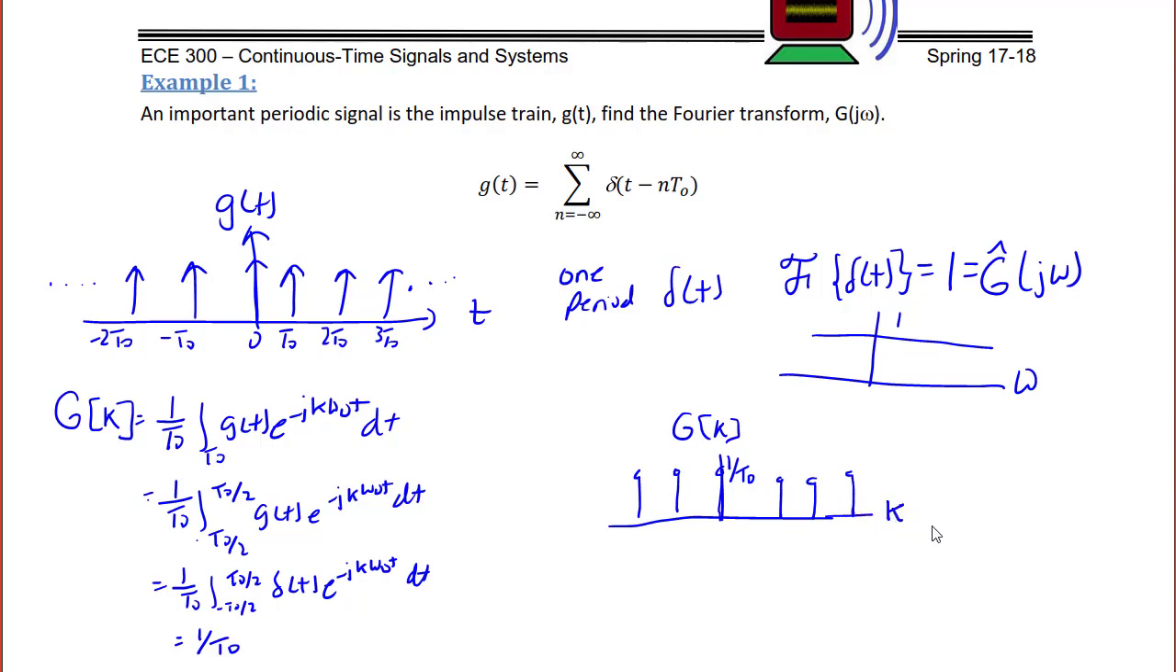And the stems are located at k is equal to 0, 1, 2, 3, and so on, or negative 1, negative 2, and so on. Or in terms of omega naught, they're located at 0, omega naught, 2 omega naught, 3 omega naught, or negative omega naught, negative 2 omega naught. And what you should see here is that this represents samples of g hat of j omega, which is g hat of jk omega naught, where each sample is divided by t naught. So that gets us back to the equation that we had on the prior page.